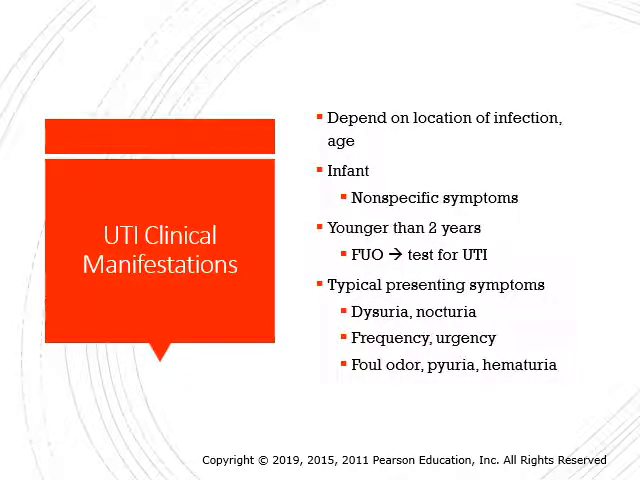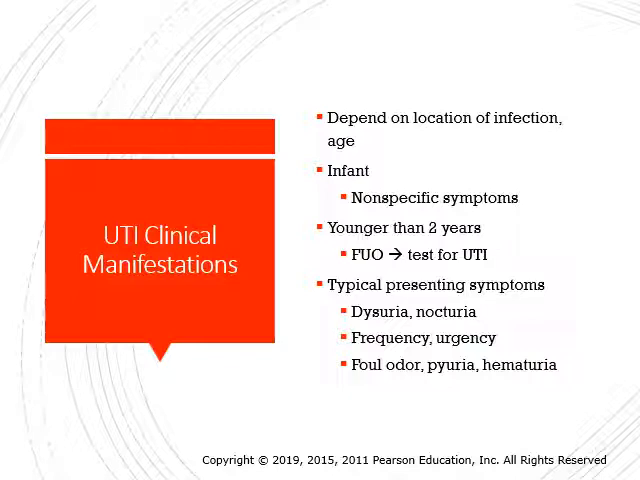Okay, so we want to identify and treat urinary tract infection as soon as possible. So let's talk about what we're going to be looking for. So the clinical manifestations of UTI depend on the location of the infection, so where it is in the urinary tract, and the age of the patient. So the infant may have non-specific symptoms. They're not going to be able to tell you if something hurts. They may have crying upon urination. You may or may not realize that they are having frequent urination, but in small amounts. So that can be a little bit difficult.